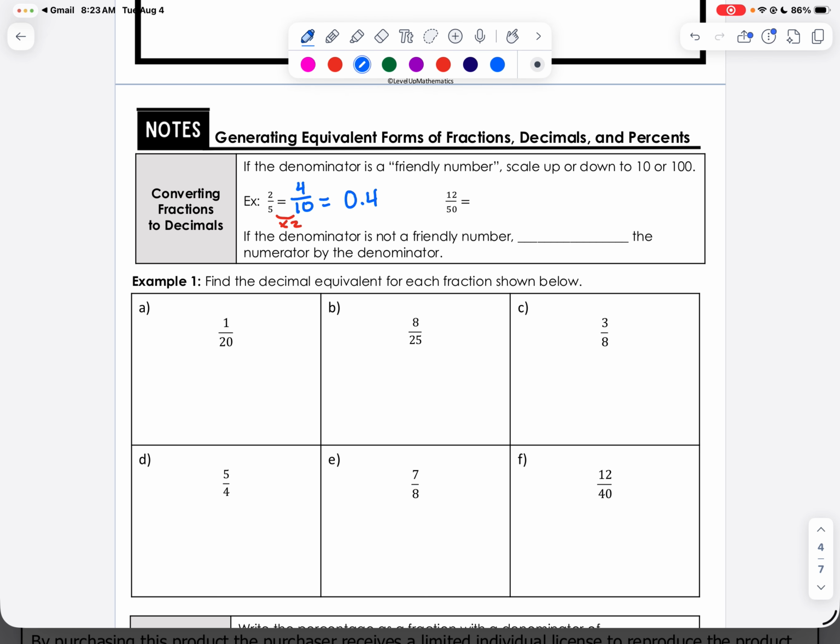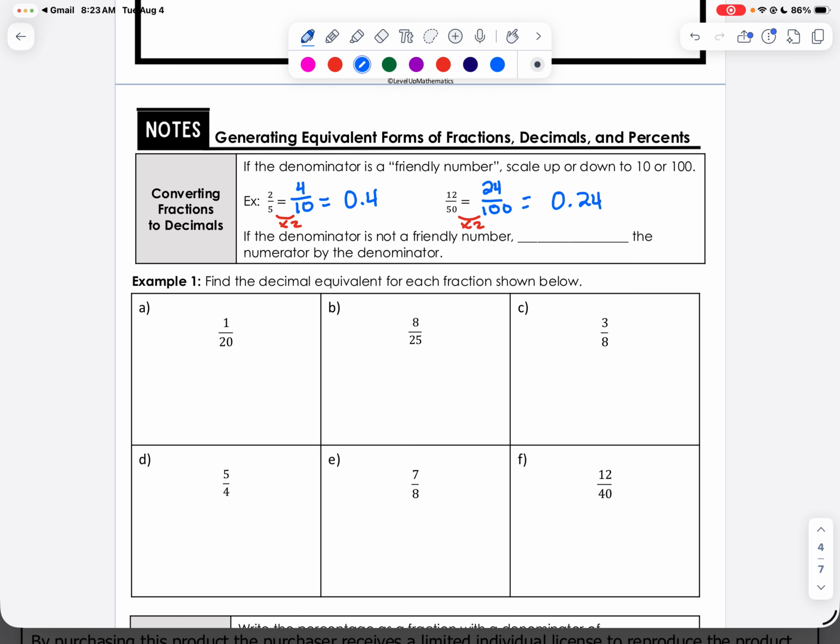All right, what about 12/50? If I want to write that as a decimal, I could use long division, but I notice that the denominator will easily scale to 100 if I multiply it by 2. So if I multiply the denominator by 2, I must also multiply the numerator by 2. So 12 times 2 would be 24. So 12/50 would be equivalent to 24/100, which in decimal form is written as 0.24.